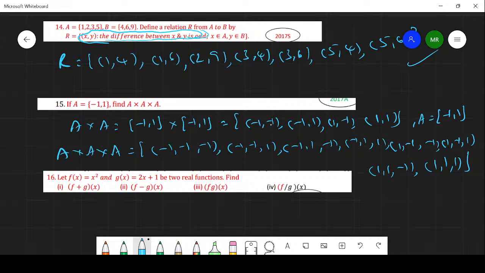It goes like this. Be careful. First you write A cross A, the first ordered pair, comma -1, again the first ordered pair, comma 1. Second ordered pair, -1; again second ordered pair, comma 1. Third ordered pair, comma -1; third ordered pair, comma 1. Fourth ordered pair, comma -1; fourth ordered pair, comma 1. Like this you can find A cross A cross A. It gives 8 triplets. We can say these are called triplets.